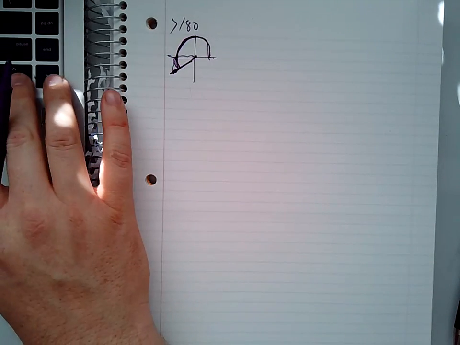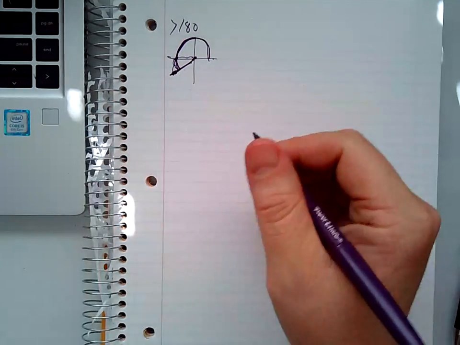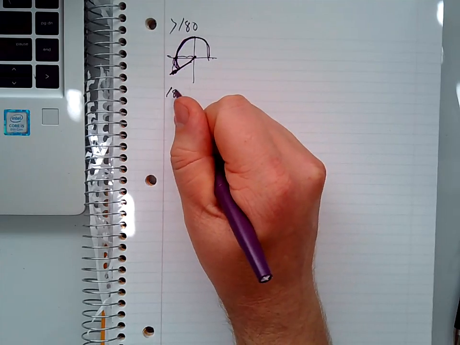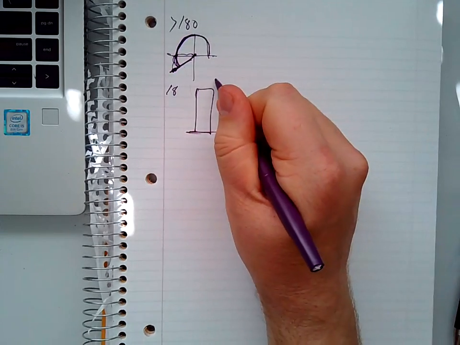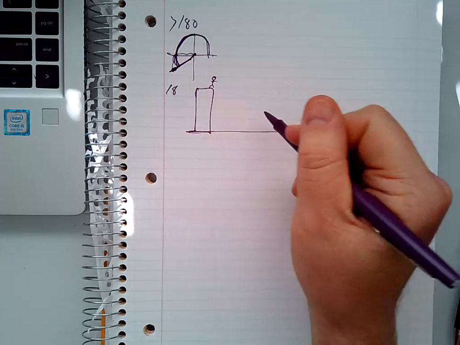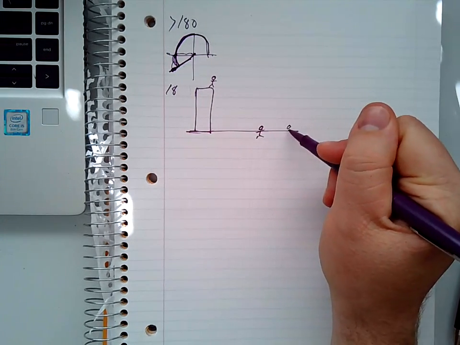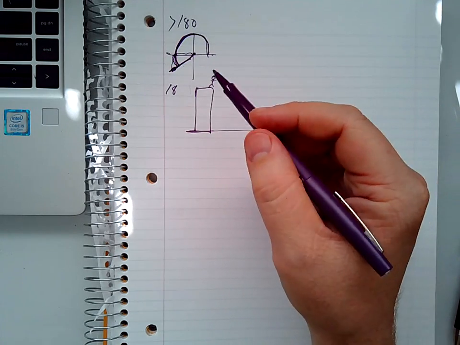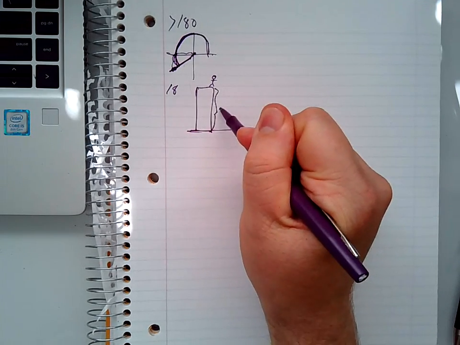Number 18, I think I have enough time. Two swimmers are observed by a lifeguard in a 30-foot tower above the water. So 18, we're going to draw a picture, 30-foot tower. Two swimmers are observed by the lifeguard. Swimmer 1, swimmer 2. All right, the lifeguard in a 30-foot tower above the water, so 30 feet.